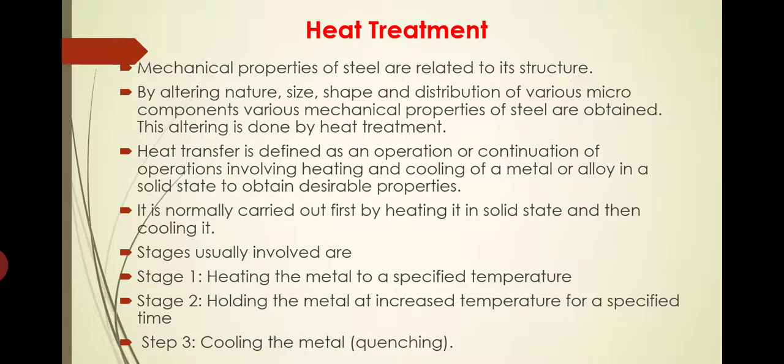Sometimes we will be cooling the material at a quicker rate. In that case the properties obtained and the structure obtained will be different, whereas if you cool the metal after heating at a very slow rate, then the properties obtained will be entirely different from the other one. So a lot of difference is there. We will be studying in detail how these cooling rates have an effect on the properties of the steel. It is normally carried out by first heating it in solid state and then cooling it.